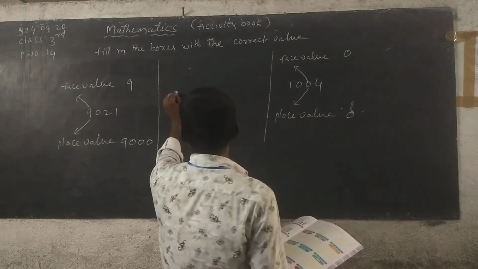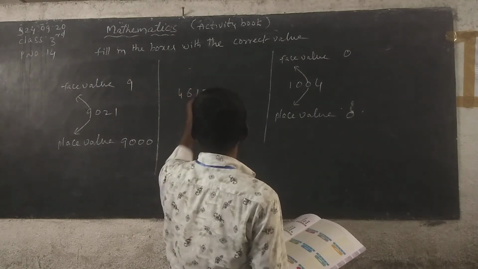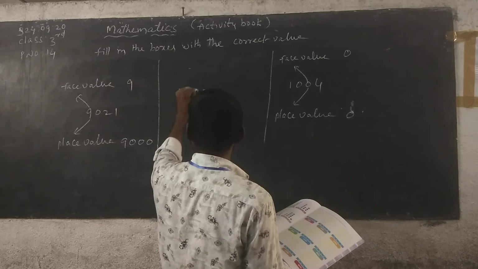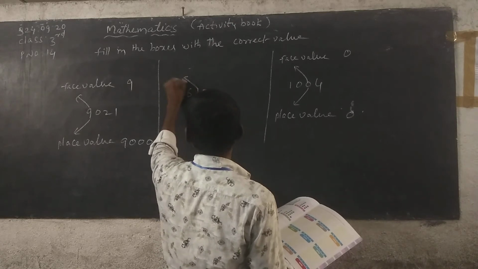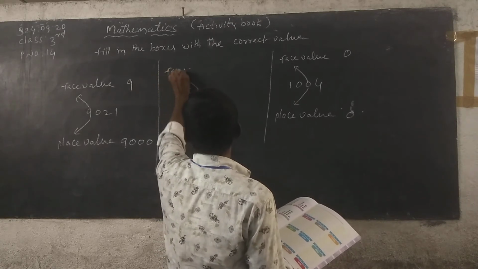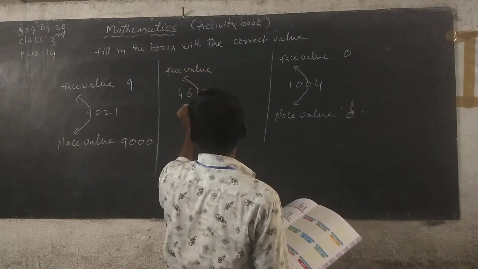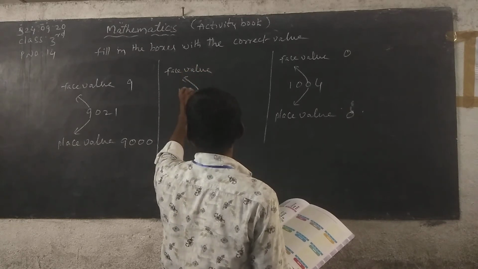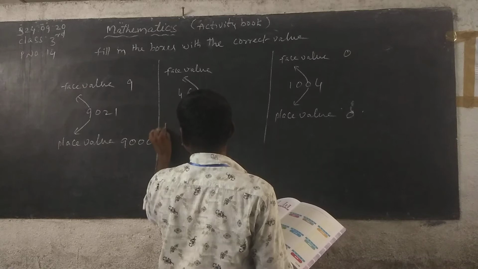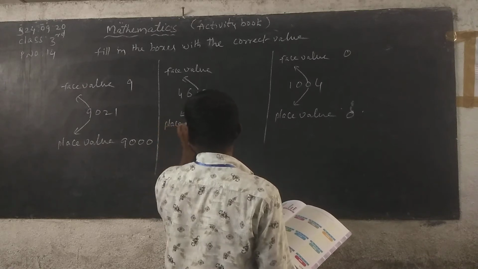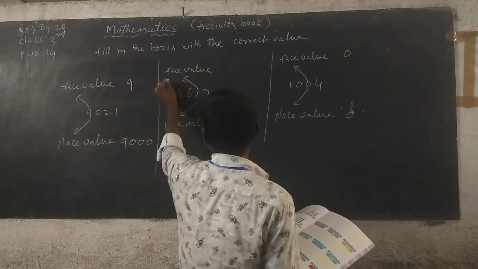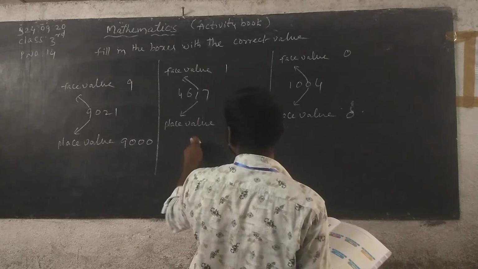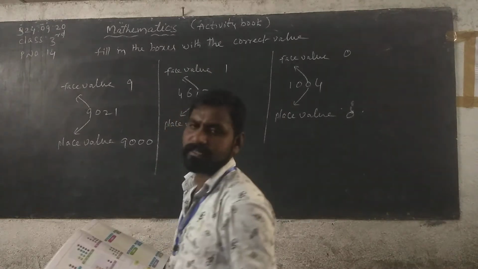Next, 4617, the face value of 1. The face value of 1 is 1. 1 is in the tens place. 1 tens is 10.